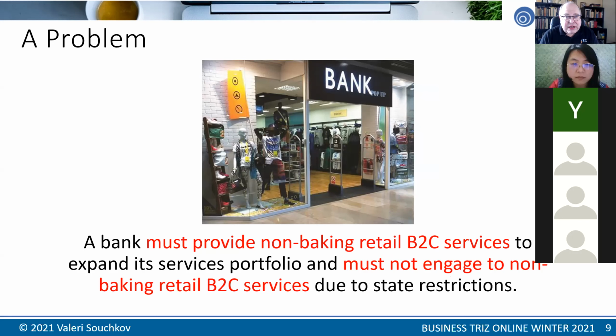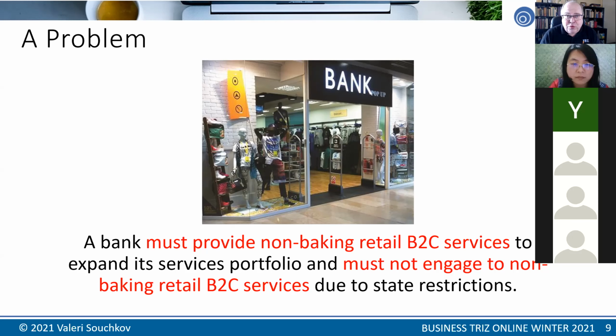So if a bank wants to sell TV sets or clothes, whatever, it may not do it because it's not banking retail. It doesn't belong to the category of banking retail. So the bank wants to sell something, but on the other hand, it's not allowed to get the money from the customers for purchasing non-bank related products. Well, that's also a very clear contradiction. A bank must provide non-banking retail services to expand its service portfolio and must not engage in non-banking retail B2C services due to state restrictions.